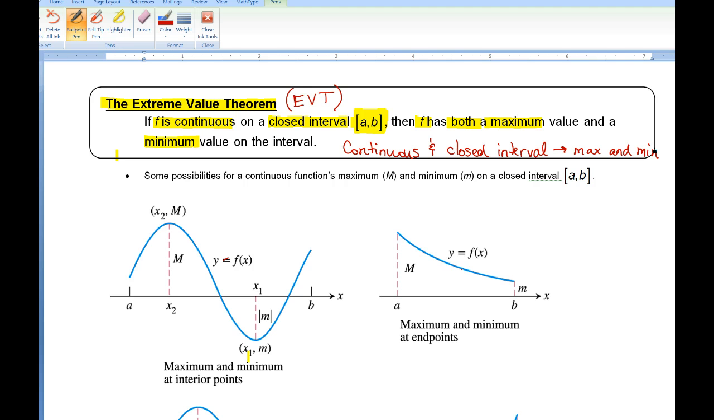Okay, so there are some cases where we saw on the previous page, if it's not a closed interval, then we throw out the extreme value theorem. But you still may have a maximum and minimum value on a non-closed interval, or a max and not a min, or a min and not a max. Or both. I'm just saying, if you have a closed interval, you have to have both.